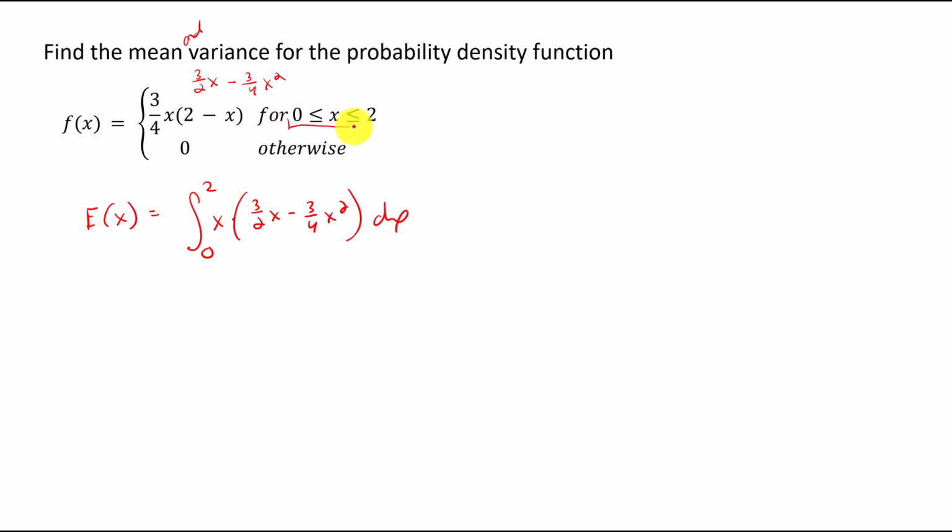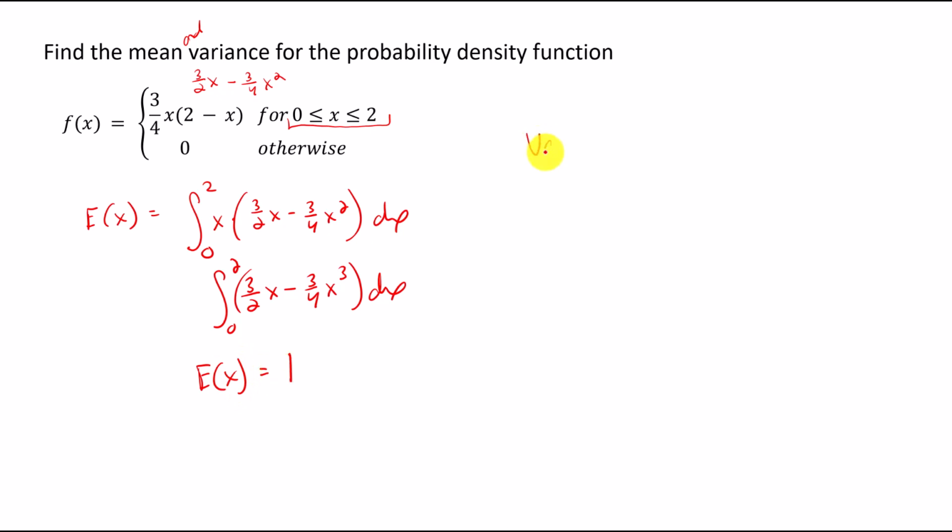So it's going to be for my whole area here, from 0 to 2. And then I'm going to distribute the x. So I'm going to get 3/2 x minus 3/4 x cubed from 0 to 2. After that, all you have to do is integrate and evaluate, which again, you know how to do. When you do this, you should get 1 as my mean. So my expectation is 1.